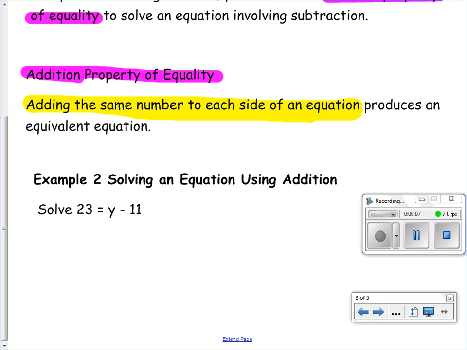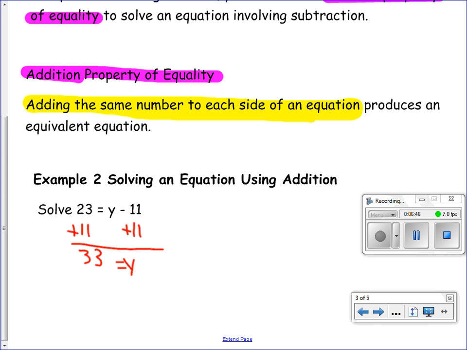In our example, we're asked to solve 23 is equal to y minus 11. Our goal is to isolate the y, get it by itself. Using the addition property of equality, I'm going to add 11 to this side. What I do to one side of the equation, I have to do to the other. So negative 11 plus 11 gives me 0, and all I have left on this side is y. I'm going to add 11 to this side, which makes it 33. So I have 33 is equal to y.